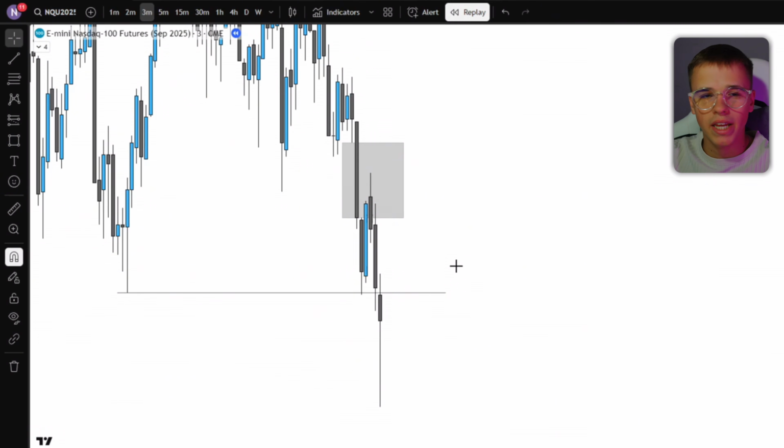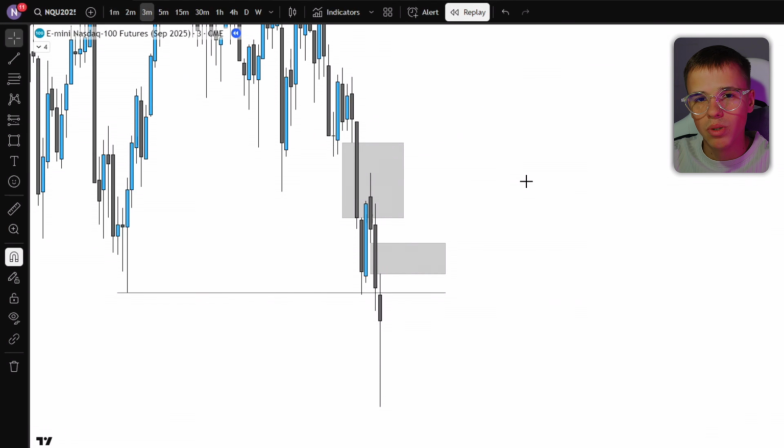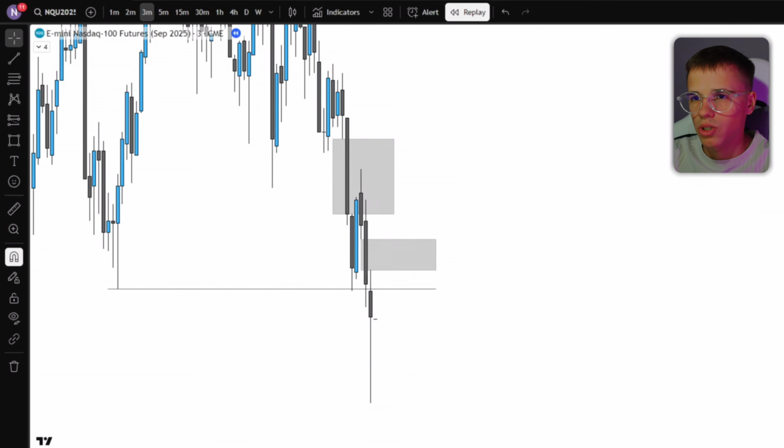And same thing goes again, we just mark out a new imbalance, and this is it. And also this is on the 3 minute time frame, you can see. So we are always going to choose the biggest time frame. We can also see that there is imbalances on the 1 minute, but we are always going to use the biggest one there is, and there is imbalance on the 3 minute.